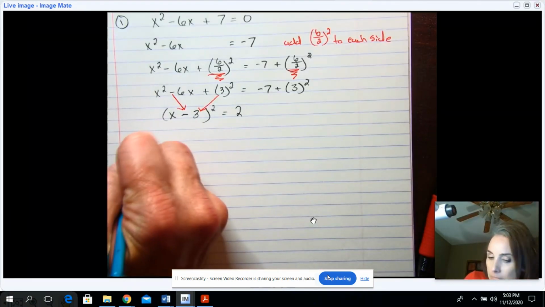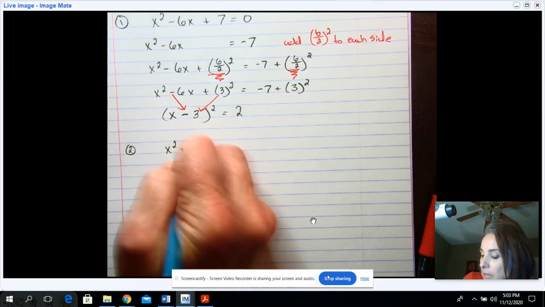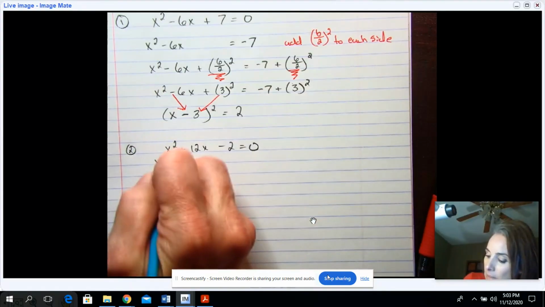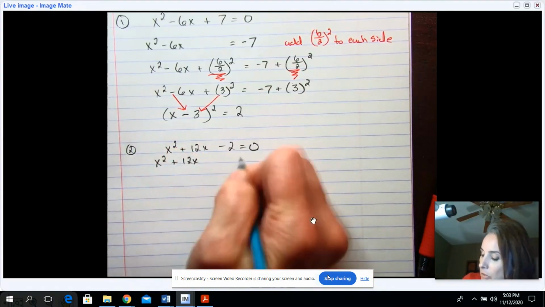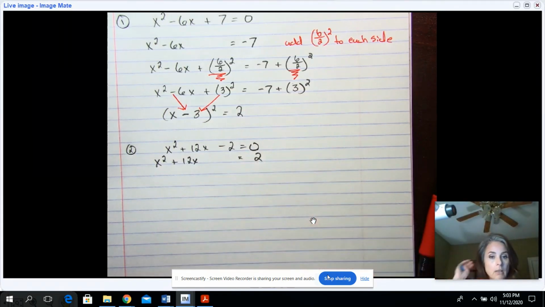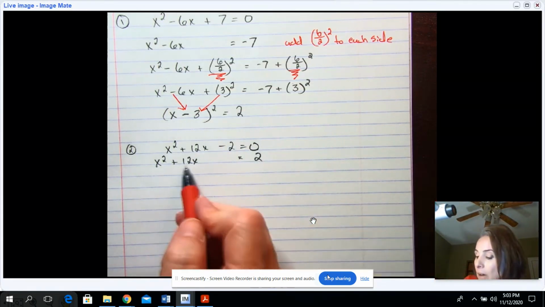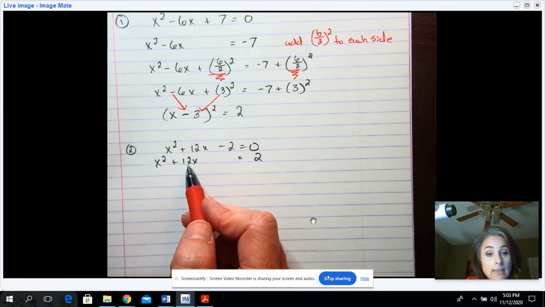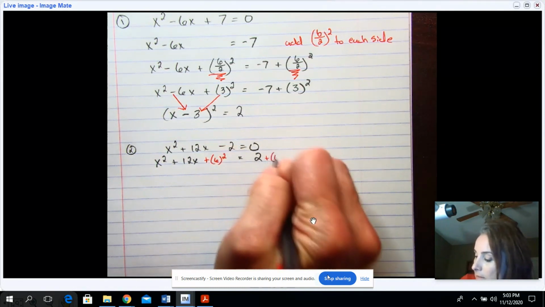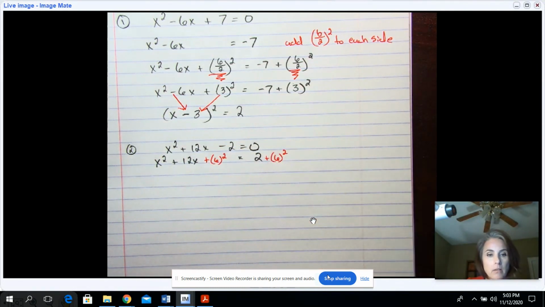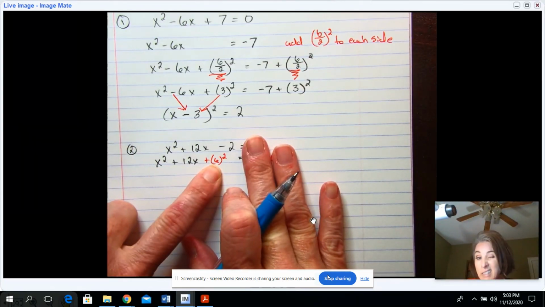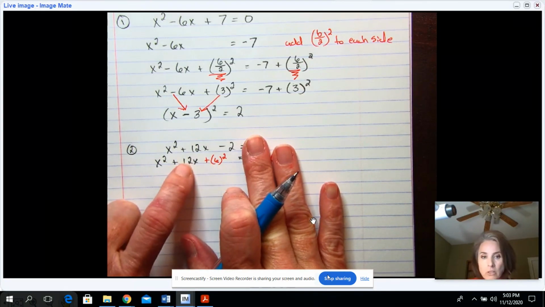So let's try another one. If you have x squared plus 12x minus 2 equals 0, again, separate your x's. Put your constant on the other side. So I'm going to add 2 to the other side. Now I need to add half of b. What is half of 12? 6. So I'm going to add 6 squared to each side. Now I'm going to factor that. I'm actually factoring x squared plus 12x plus 36. What factors of 36 give you a 12? It's just 6 and 6.